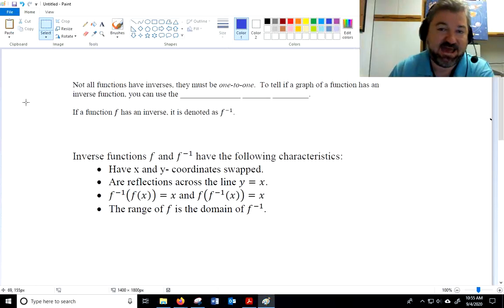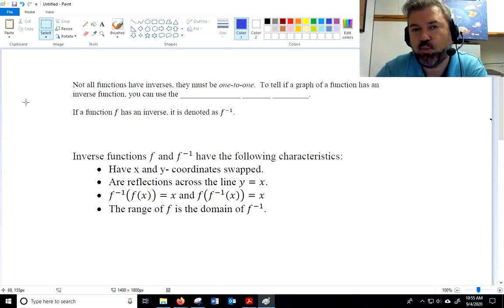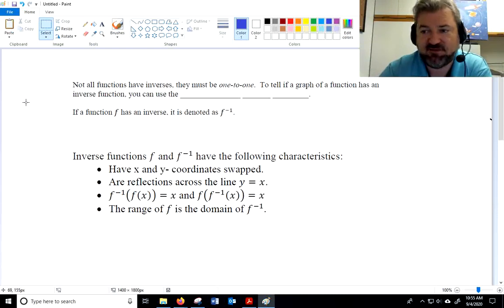Not all functions have inverses. They must be what we call 1 to 1. To tell if a graph of a function has an inverse, you can use what's called the horizontal line test. We've talked about the vertical line test, right? Now you've learned about the horizontal line test.